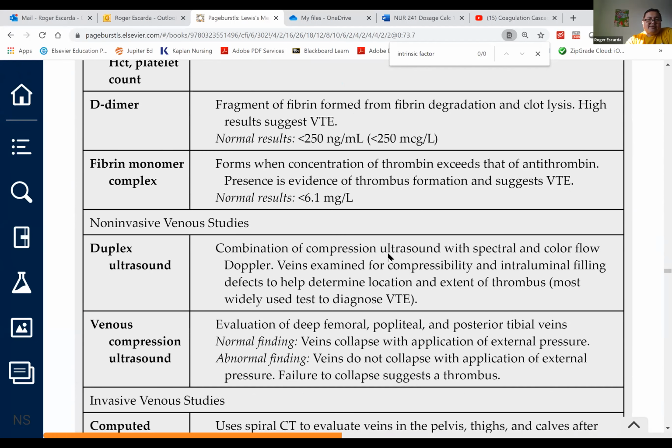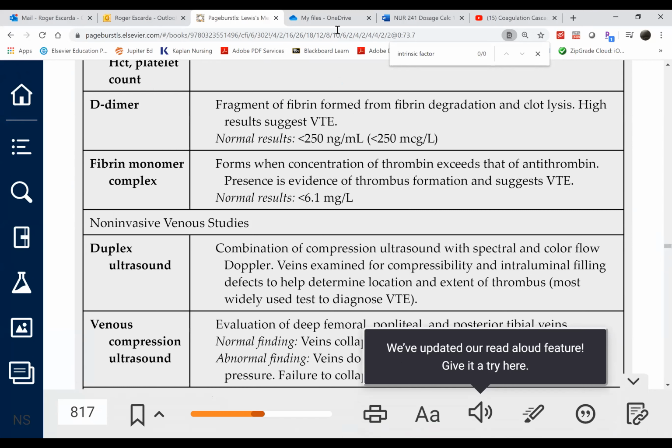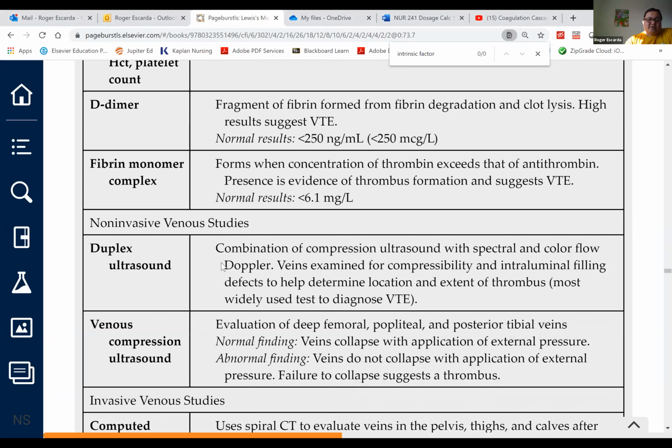So let's say they don't have that yet. A D-dimer will suggest it because comparing D-dimer against a duplex ultrasound, which one is cheaper? Comparing a D-dimer with a venous ultrasound, which test do you think is more expensive? Well, of course, it would be the Doppler ultrasound. Whereas this one is simply a blood test. So before you send them for duplex ultrasound, you order this one.